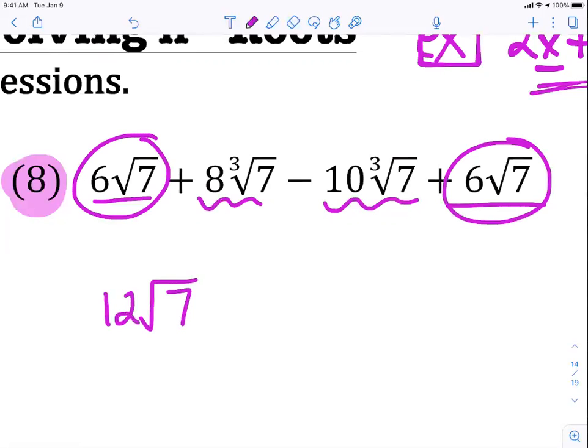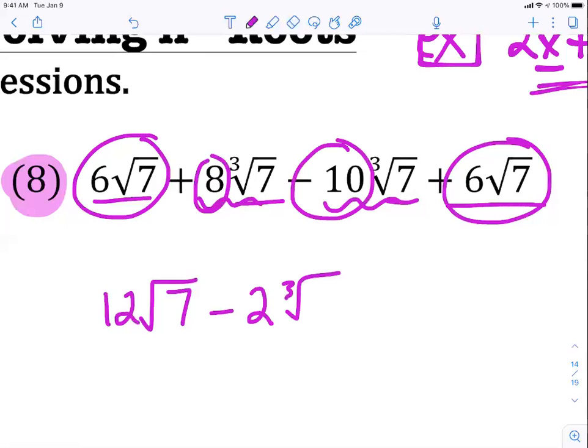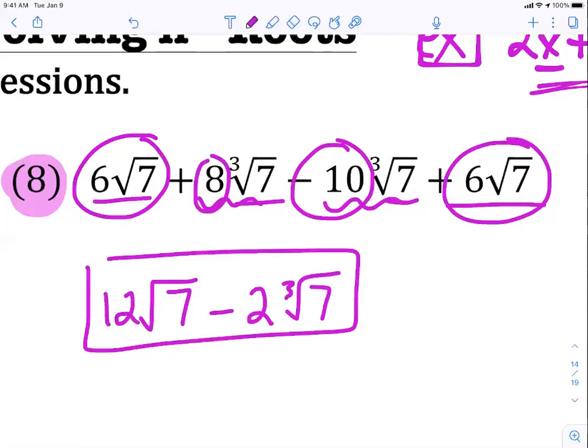And now we add and subtract our other like terms just like we would normally. Technically, we have 8 cube root 7s, and we're taking away 10 cube root 7s. So 8 minus 10 is going to end up being 2. Bring down my cube root of my 7. And that's my final answer. It looks like we should be able to simplify that more, but in this case, we can't.